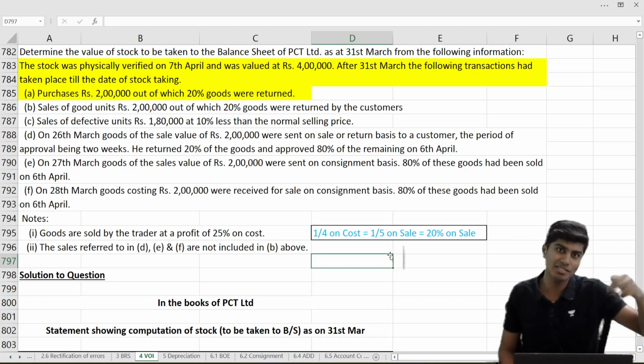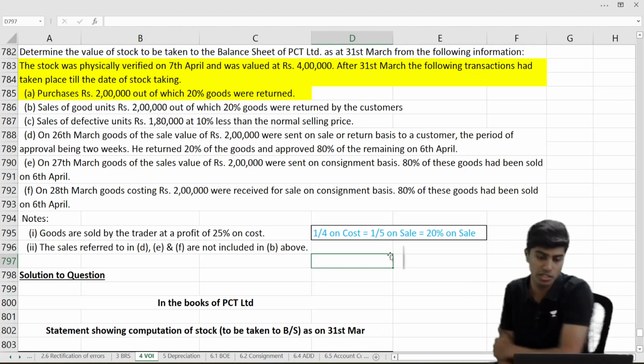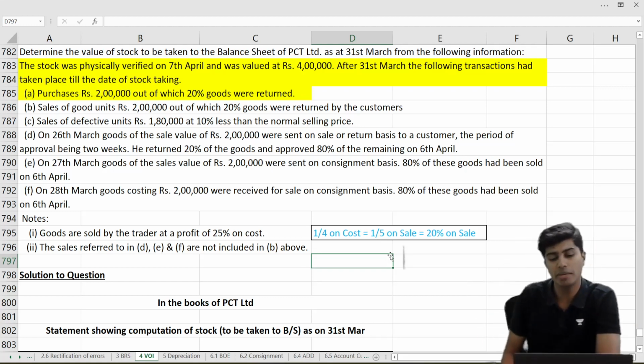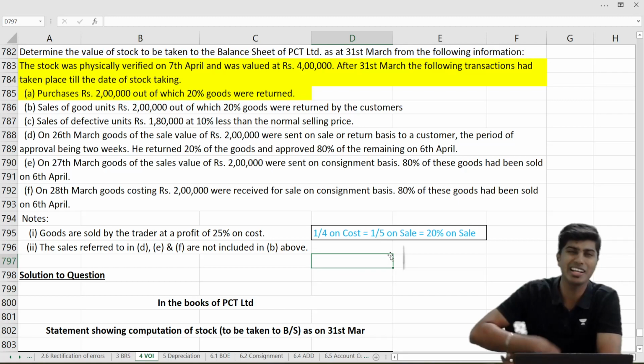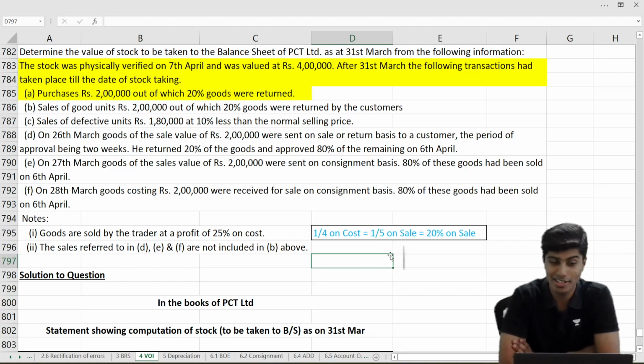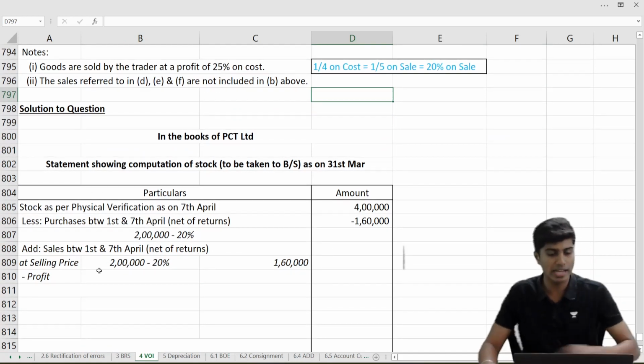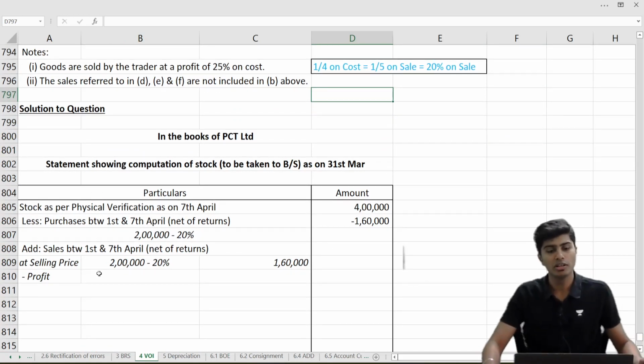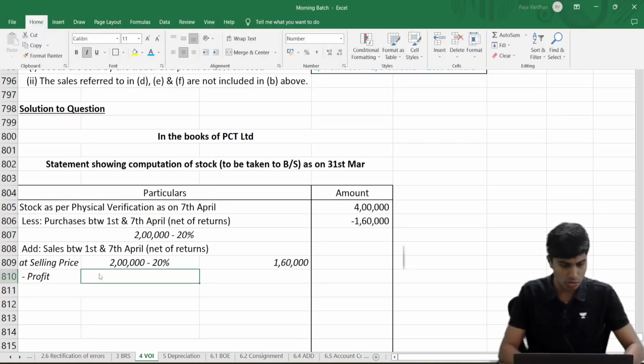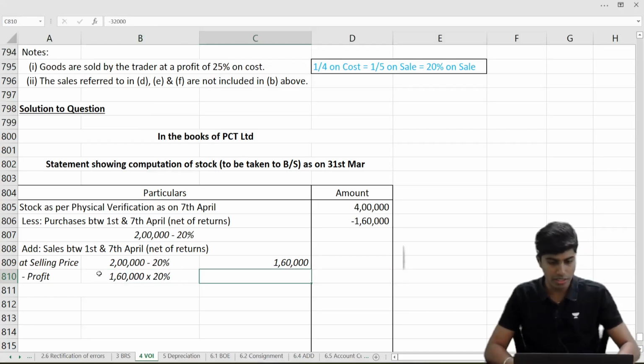1 by x on cost is 1 by x plus 1 on sale. So it is 1 by 5 on sales, and because it is 1 by 5 on sales, you're going to take 20% on sales. Got that? So it is 20% on sales. We have the selling price ready here, 1 lakh 60. Shall we eliminate the profit? Profit is 1 lakh 60,000 into 20%, which is 32,000.